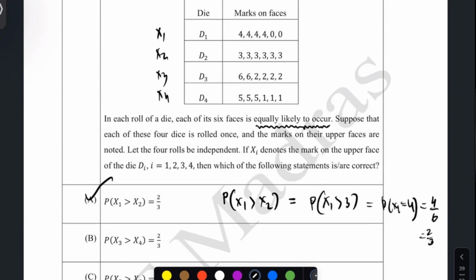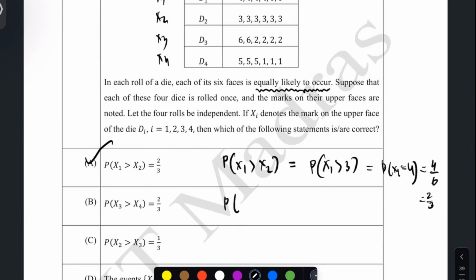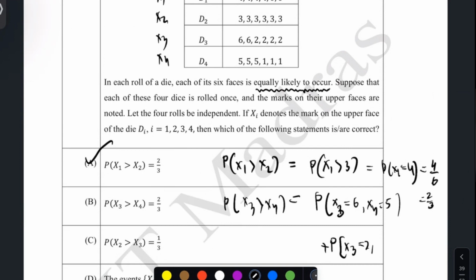Now let's look at the second option: X3 is greater than X4. This is a bit more interesting. X3 greater than X4 means either X3 is 6 and X4 is 5, or X3 is 2 and X4 is 1. You see that? These are the only two possibilities. If X3 is 6, X4 must be 5. If X3 is 2, X4 must be 1. So this is the whole thing that can happen.